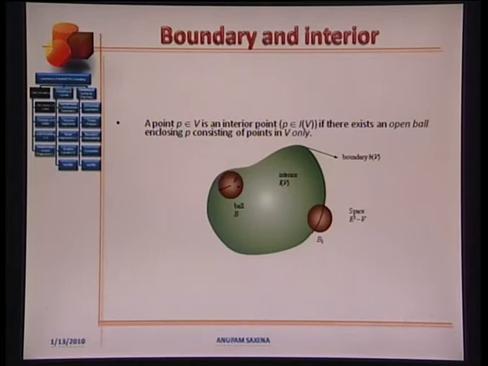Let's consider this solid here. IV is a set of all interior points. BV is the boundary of the solid, and the external space is the Euclidean space minus a set of all points defining this solid.